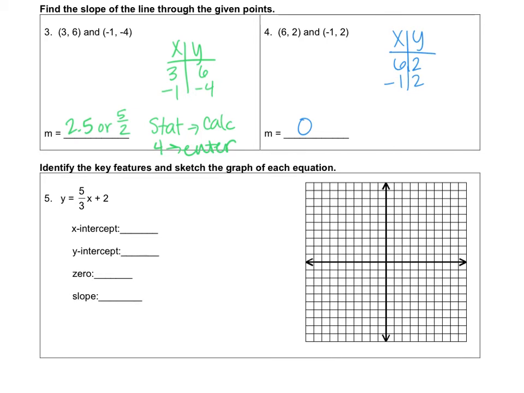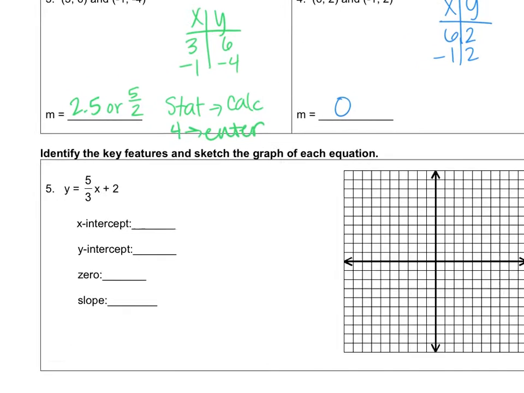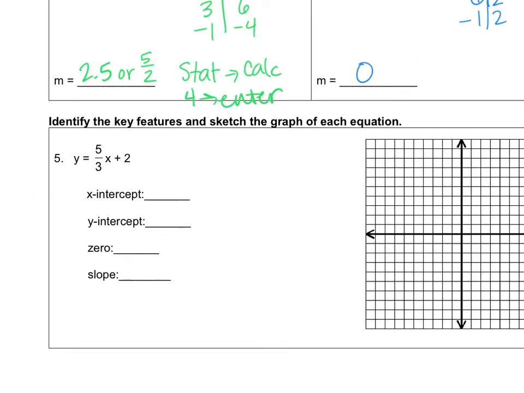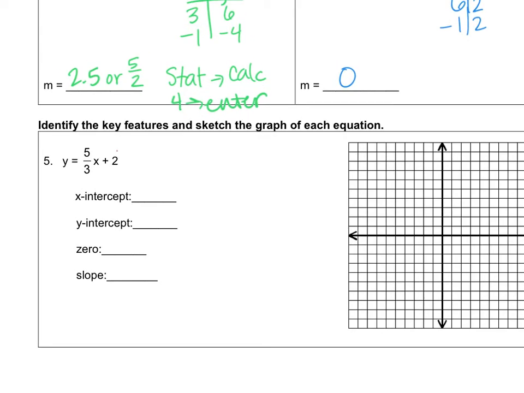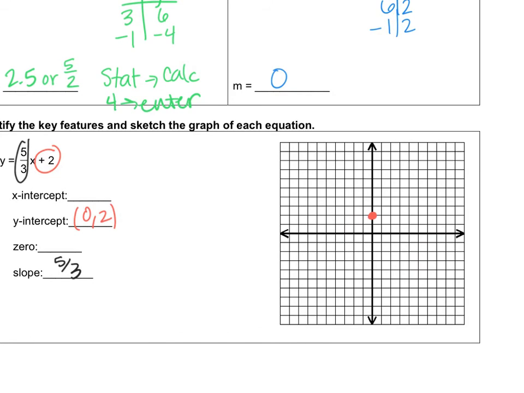Now, problem 5, they asked me to identify the key features and sketch the graph. You can identify some of the features, sketch it, and then identify the rest, or start out just by sketching it. So I'm going to start by graphing. I start graphing where my b value is 2. So you could put that your y-intercept is (0, 2), and that is something that is written from your equation. My slope is 5/3. My slope is whatever number is directly attached to that x.